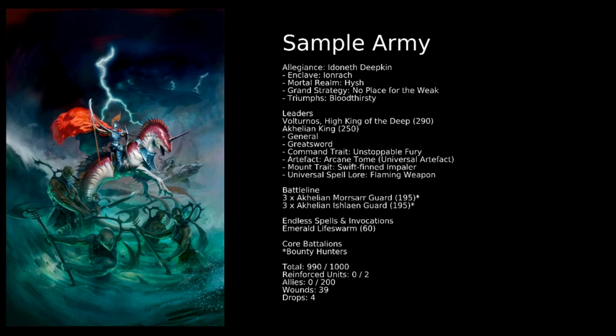Now, battle line wise, 2 units of Achillean Guard, 1 Morsar, 1 Ishlayan. I think this is probably the nicer combo. The Ishlayan are going to be your objective holders, the Morsar Guard are going to be your more damage dealers, and then we have the Emerald Life Swarm in the army as well to heal up our units as required. The battalion we've gone for is Bounty Hunters in this army, making sure we're getting some extra damage out of those Morsar and Ishlayan Guard there.